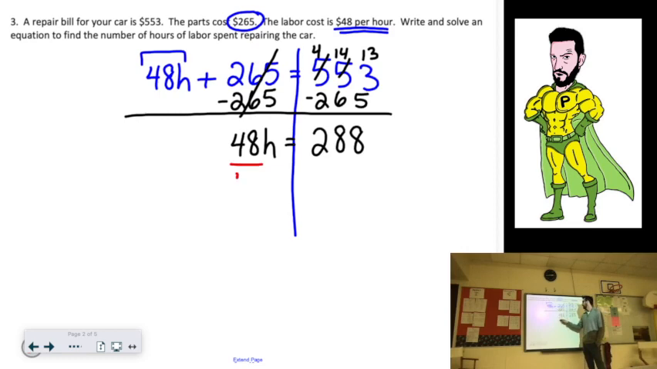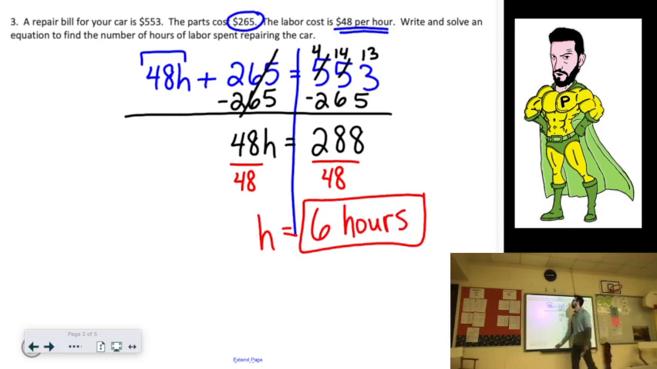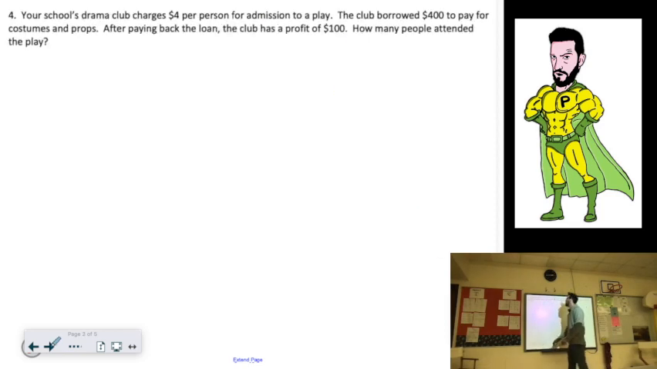So if we divide by that 48, this would tell us how many hours we have to pay for. 288 divided by 48. Yes, 6. Let's double check. 288 divided by 48, 6 hours. They've been working on that car for 6 hours. I don't know what I did to that car, costing me $553. Whew, that hurts.